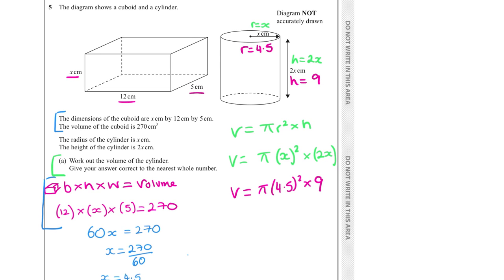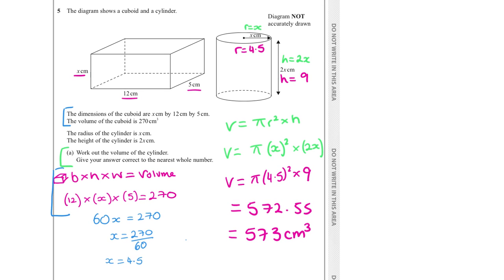Because it wants it to the nearest whole number, I have the volume is 572.55, which to the nearest whole number is 573 centimetres cubed. And there we have it. Okay, we've shown all of our steps. We've learnt some new skills that are going to help us.